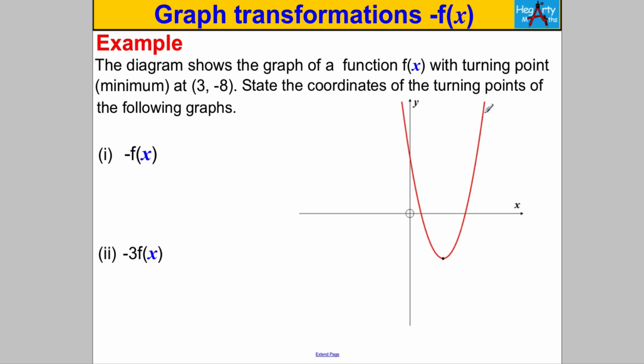Okay, we're given the graph of f of x. We're told it has a turning point at 3 across 8 down, which we'll label in. We're asked to state the turning point of the following graphs, negative f of x. Remember, all you're doing is multiplying all the y numbers by negative 1. Its turning point, therefore, will be at 3, positive 8. What about this case? Again, all you're doing is multiplying the y numbers by negative 3. So it's going to be 3, negative 8 multiplied by negative 3 is positive 24, and we're done.